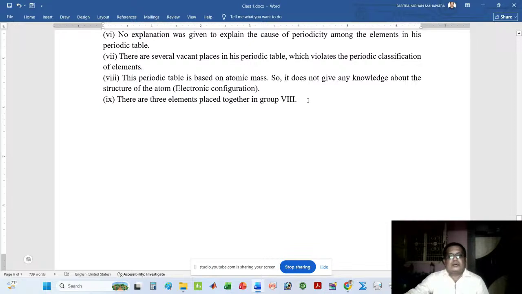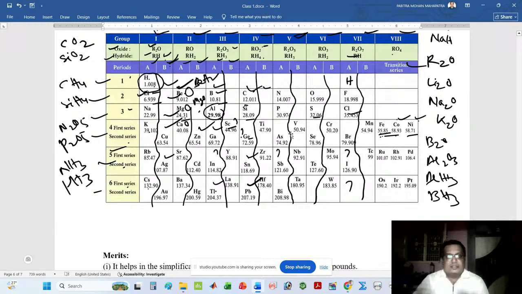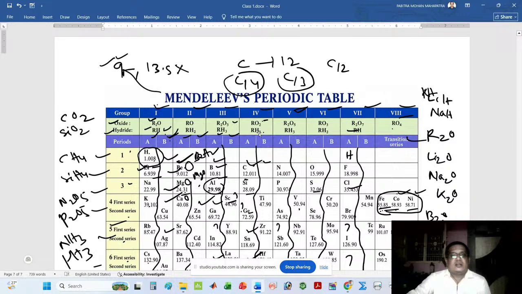There are three elements placed together in group VIII. Look at that. If you see the Mendeleev periodic table, here each group has two subgroups. But if you think about group VIII, here there is only one group, and in that one group three elements are present. Some groups have two elements, some have three, and some groups are also filled by only one element. So there is no similarity. There is a dissimilarity. So these are the different demerits.